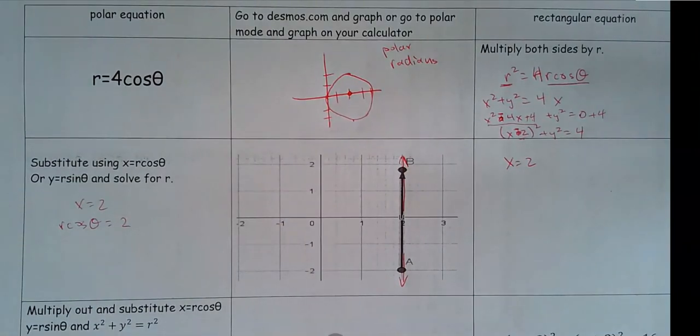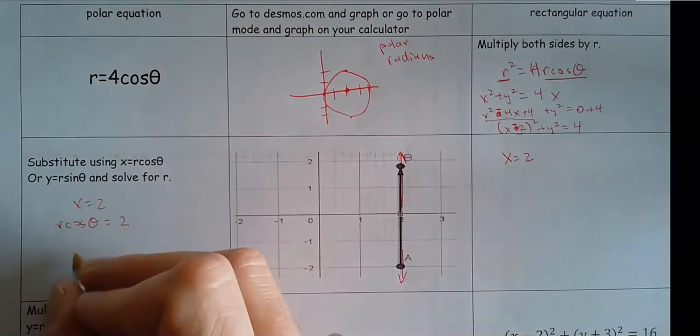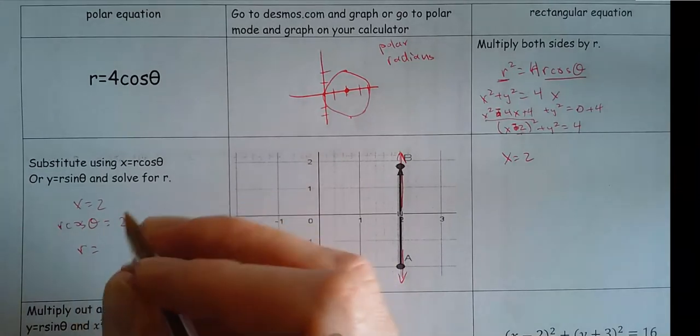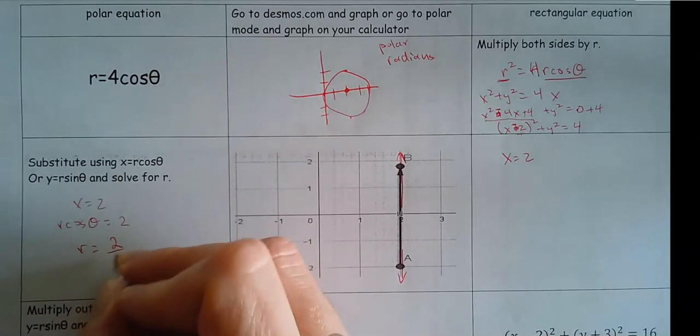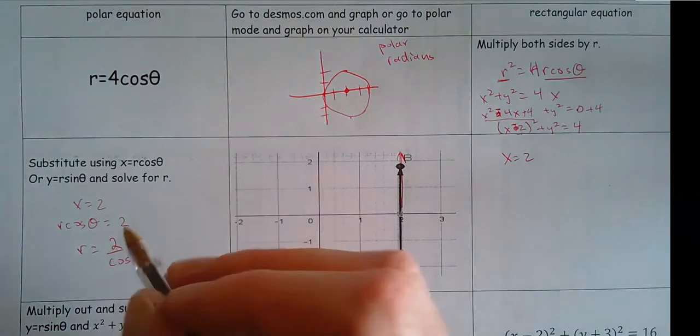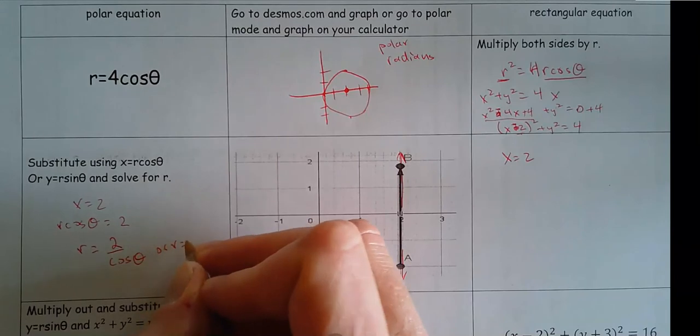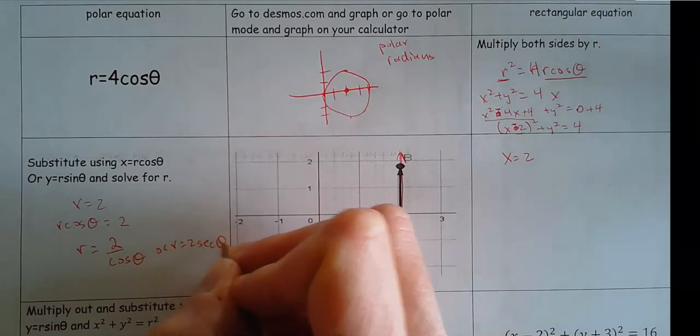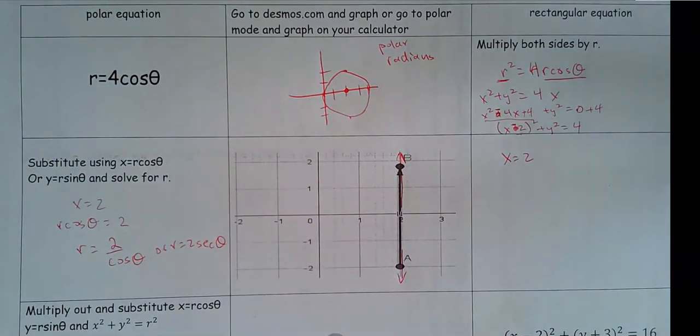And for polar form, when we're doing polar equations, r is by itself. So if I get r by itself, I divide both sides. So r equals 2 divided by cosine theta. Now, if you want to graph it and check it, you want to leave it like that. So r equals 2 secant theta, but you don't have secant on your calculator, so you might want to leave it as 2 divided by cosine theta.